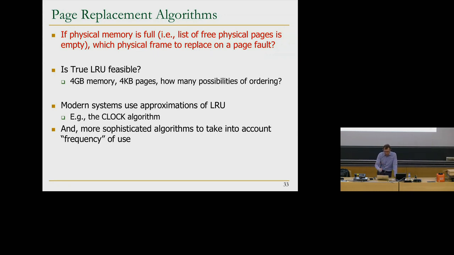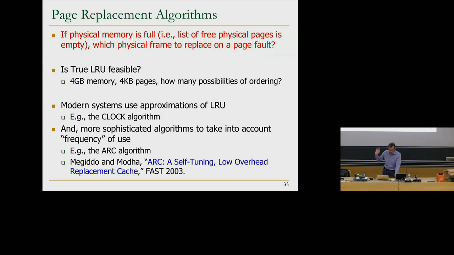And the ARC algorithm is one example. It's actually a very interesting algorithm that was published like 16 years ago, and it's employed in some of the Linux systems. And you can take a look at that. And you can see the title, right? ARC, a self-tuning, low-overhead replacement cache.